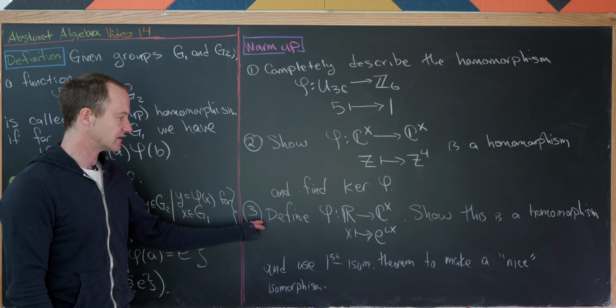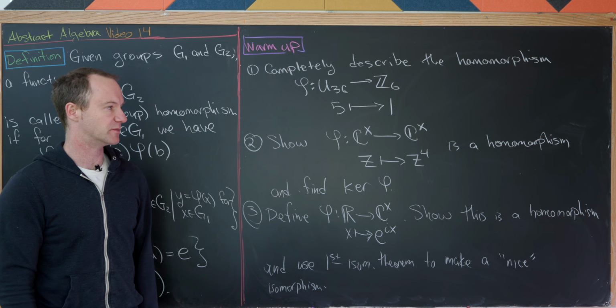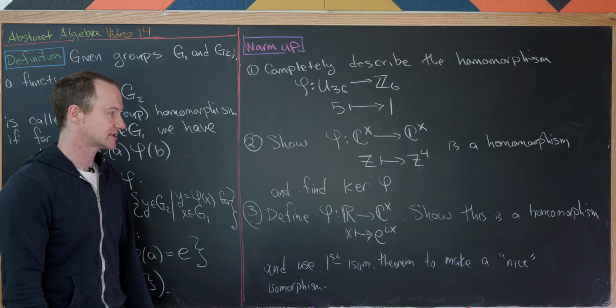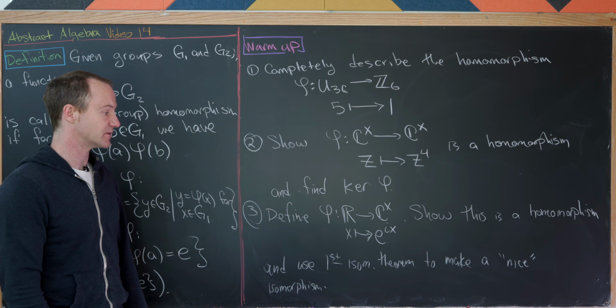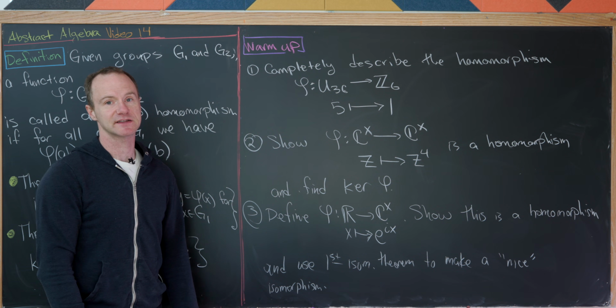Then finally, let's define phi from R to the non-zero complex numbers by x going to e to the ix. Then next, let's show this is a homomorphism and use the first isomorphism theorem to make a nice isomorphism. And that's a good place to stop.